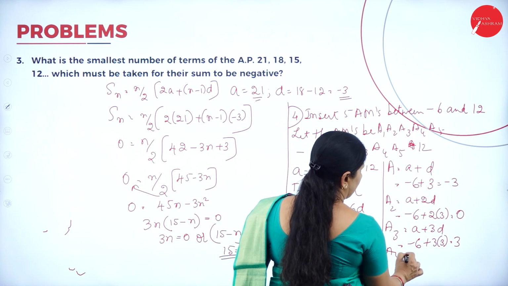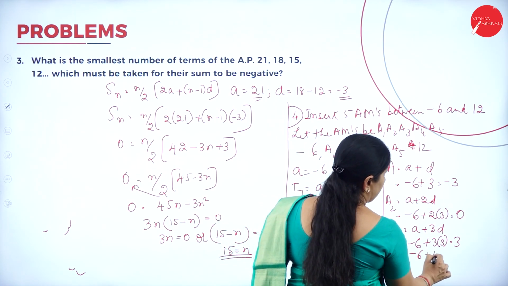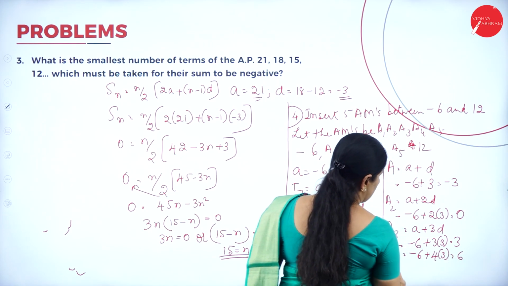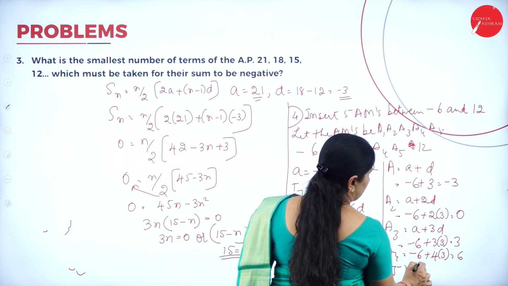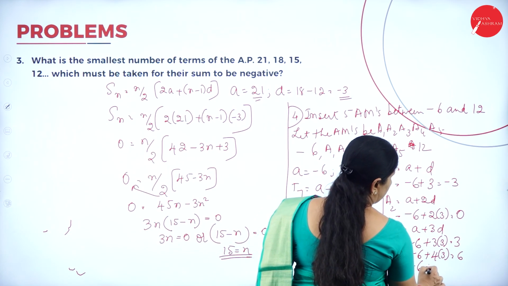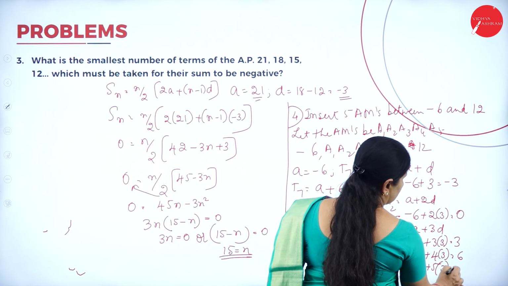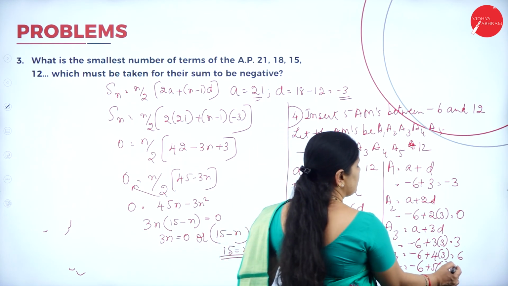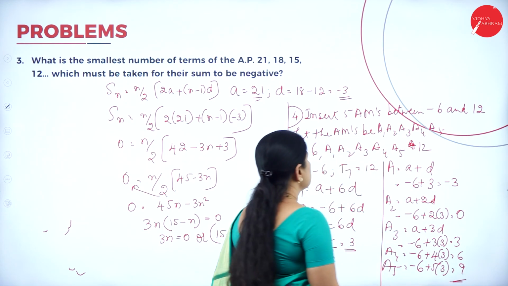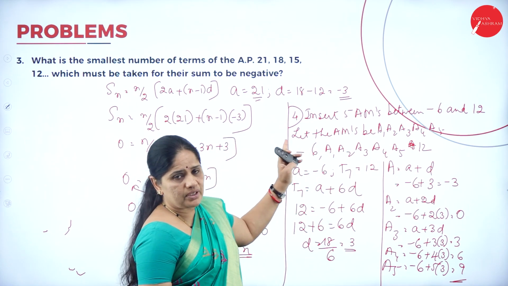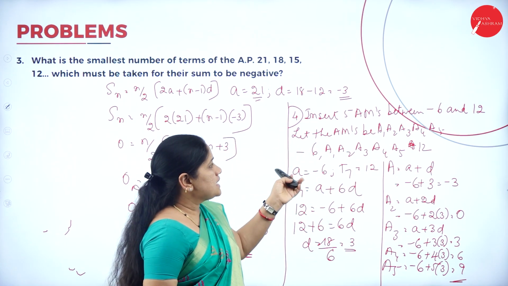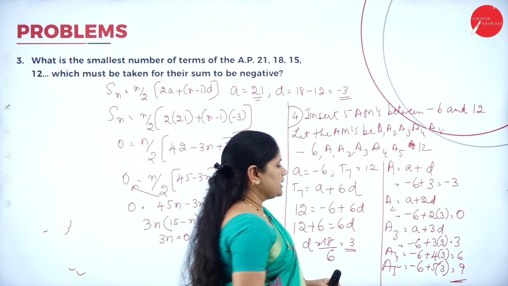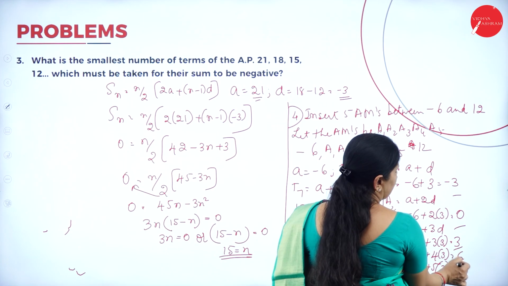Then A4 will be minus 6 plus 4 into 3. So 12 minus 6 is 6. So A5 will be minus 6 plus 5 into 3. 15 minus 6. So that comes up to 9. So this is the answer. So this is a separate problem here. The fourth problem, insert 5 AMs between -6 and 12. So we are getting the 5 arithmetic means here.